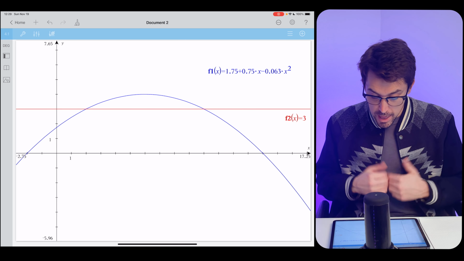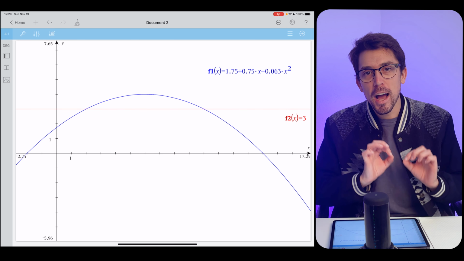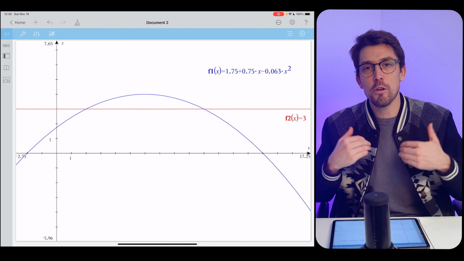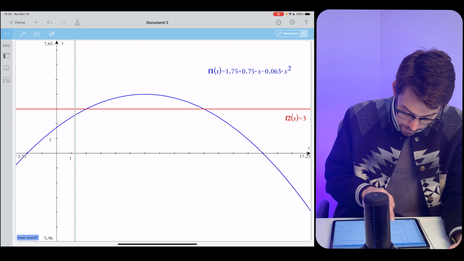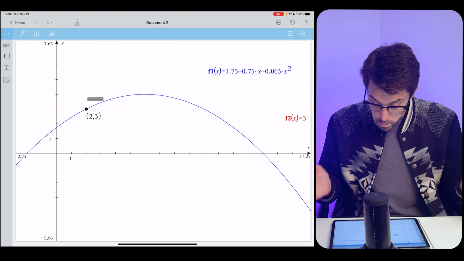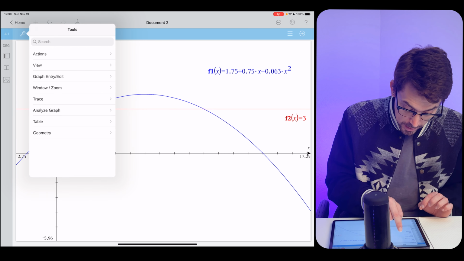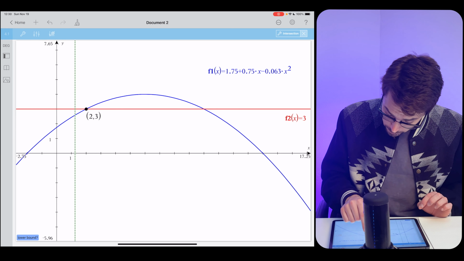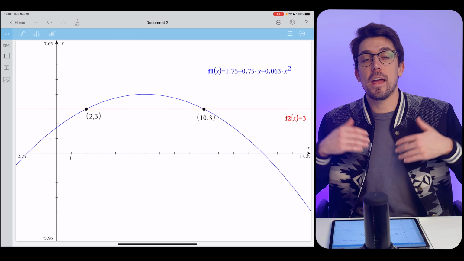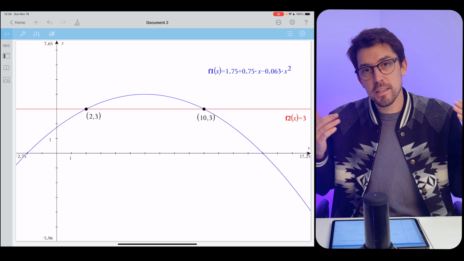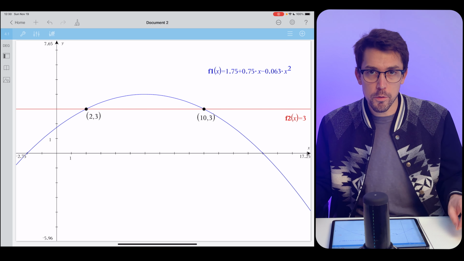So y equals 3. And now what we can do, and we've done this in previous sections and videos before, is find out where these two intersect, and that'll give us the input. Because if I go ahead and find the intersection at 2, 3, so after 2 seconds, it's going to be at a height of 3. And then if I do that again for my other point over here to the right, it's going to be at 10, 3. So my answer here is that when 2 seconds and 10 seconds have elapsed, that ball is going to be at a height of 3 meters.